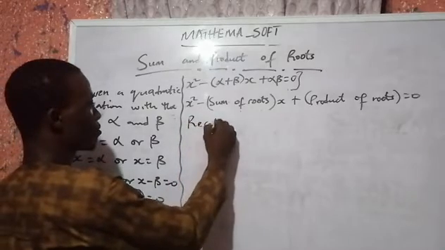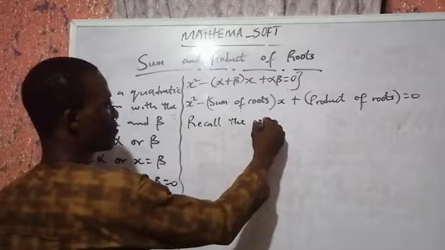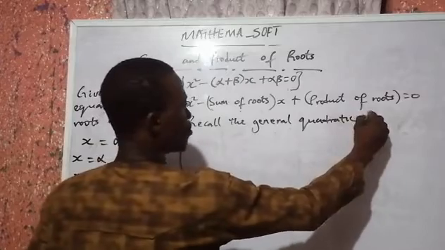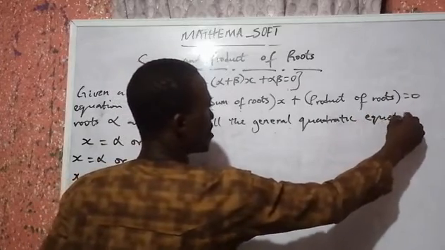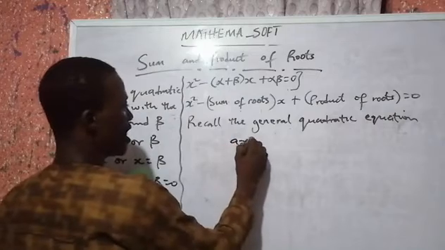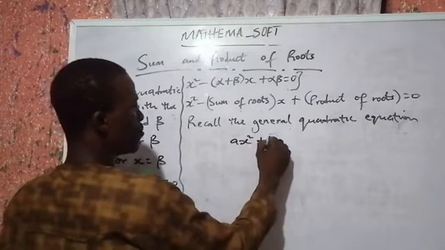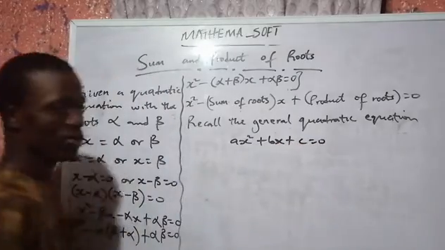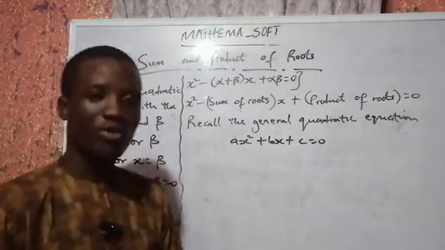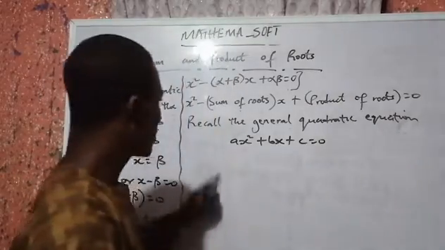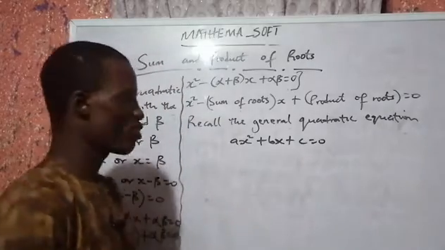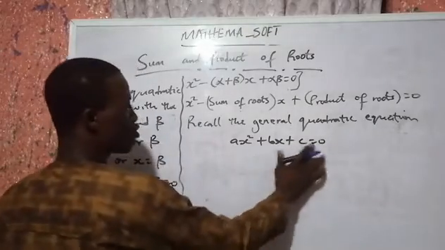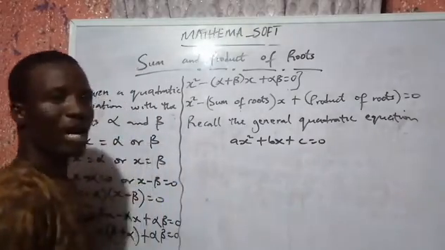Recall the general quadratic equation. I hope you remember that. The general quadratic equation is ax squared plus bx plus c equals 0. This is the general quadratic equation. You know, a quadratic equation is such an equation that can be written in this form. Okay, so that's why we call it the general quadratic equation.